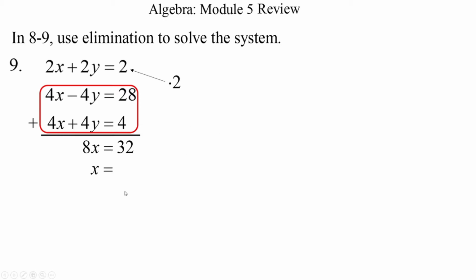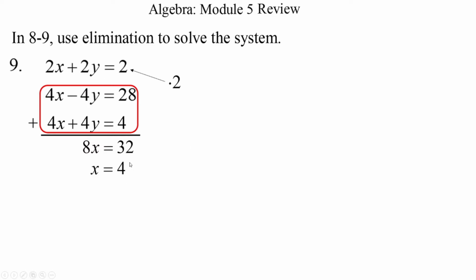And it looks like I'm not even going to show the division here because it's that easy. So 8 times what number is 32? That's right, x equals 4. So that's the x coordinate of the point where these two original lines intersect.